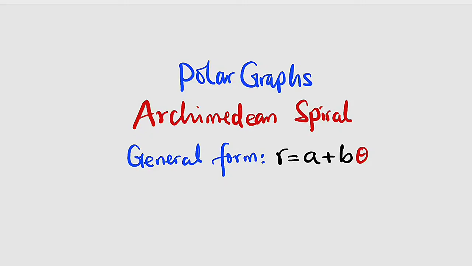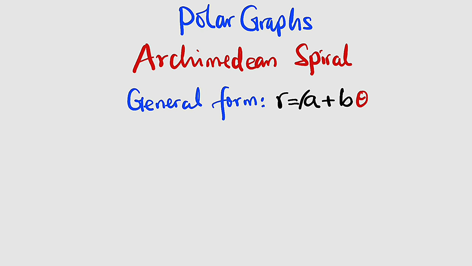Hello everyone, in this tutorial I'm going to show you how to construct Archimedean spiral. The general form is r equal to a plus b theta. a can be 0 or any other real number, but b can never be equal to 0. Before we start, I would like to show you the effects of a and b.